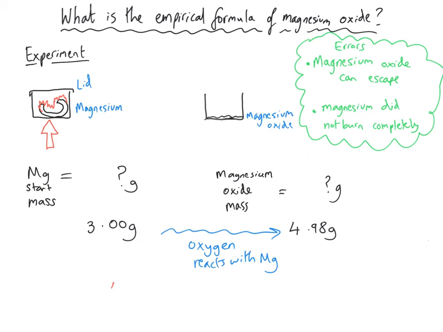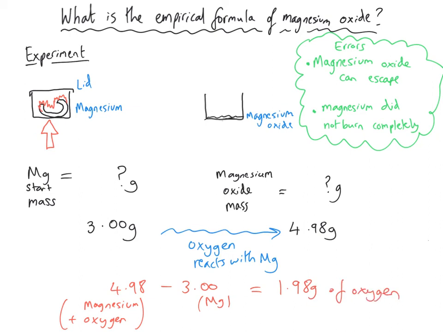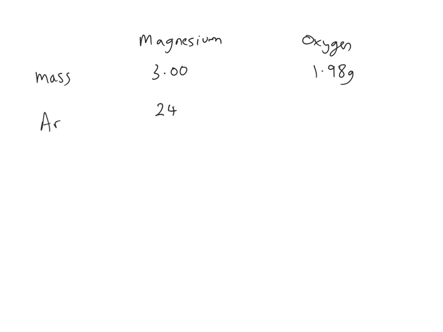So you can see that the final mass is 4.98, that's with the magnesium and the oxygen, and we need to subtract the 3 grams from it that was just the magnesium by itself. And we find out that we've added 1.98 grams of oxygen. Then we need to set up a calculation in exactly the same way as we've been doing for the others. So we've got magnesium and we've got oxygen. We have 3.00 grams of magnesium and 1.98 grams of oxygen. That is our mass. The AR is 24.3 for the magnesium, 16.0 for the oxygen.